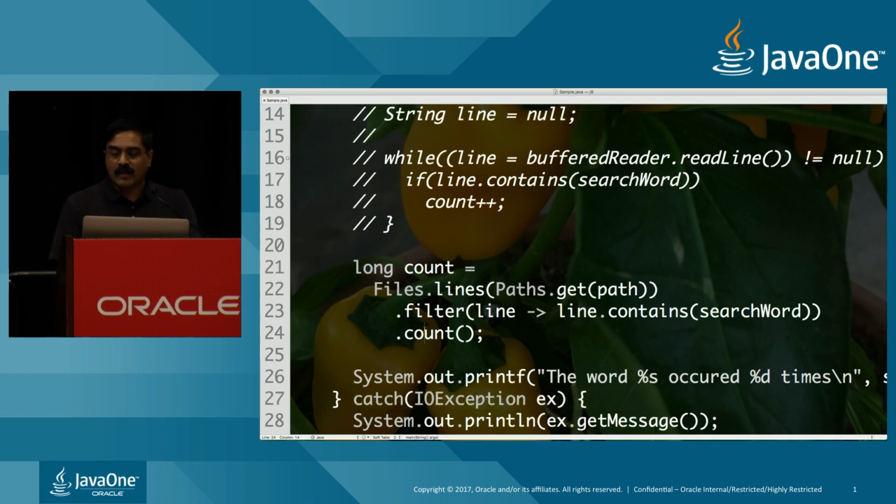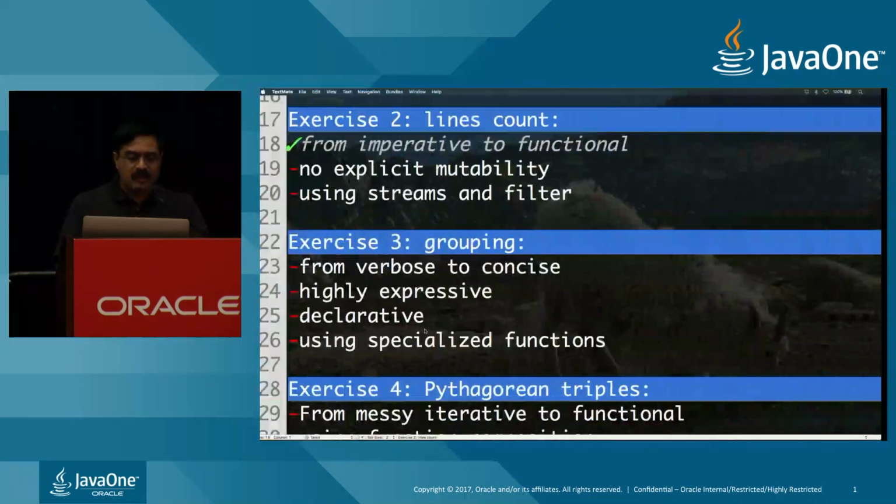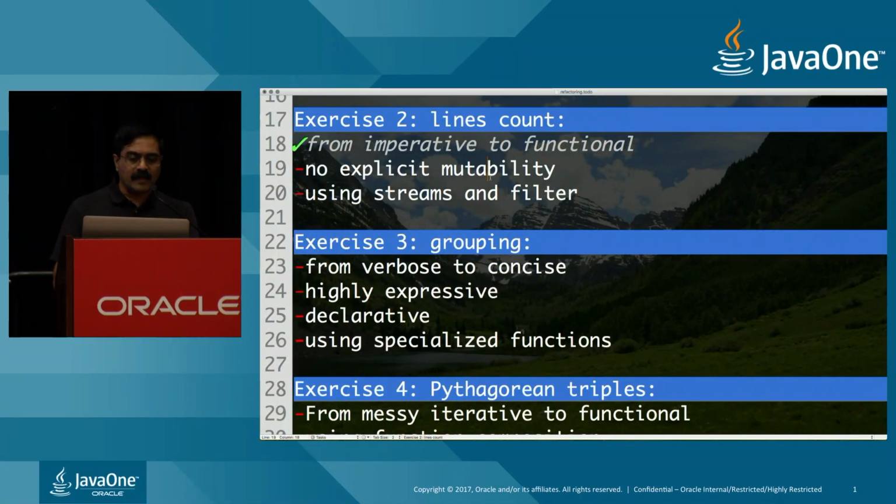So that's another way to look at it. We saw noneMatch in the IntStream. Now we are looking at the lines method in the Files class itself, and these are all helping us get our work done a little more effectively. Once again, no explicit variables. We're using the stream and the filter method to accomplish our job in this case.